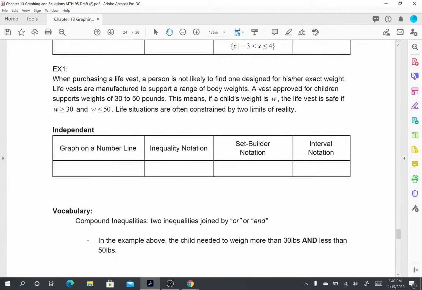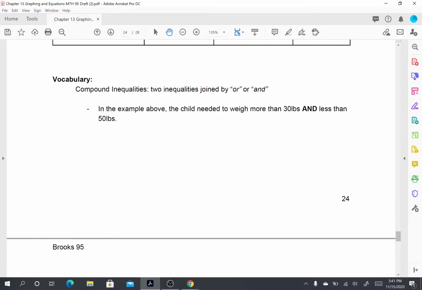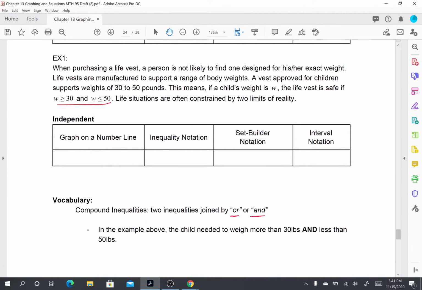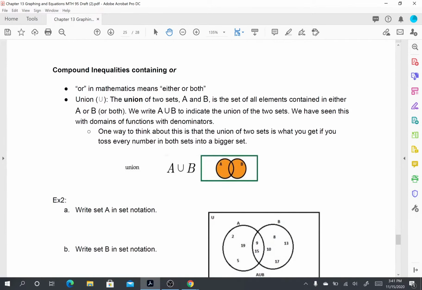Life situations are often constrained by two limits of reality. You're going to take these two inequalities and graph them on a number line in inequality notation, set builder notation, and interval notation. Compound inequalities, like the one I just talked about a moment ago, contain inequalities joined by an or or an and. The one that we just did above was joined by an and. It's more common to have or in math. In math, or means either or both.